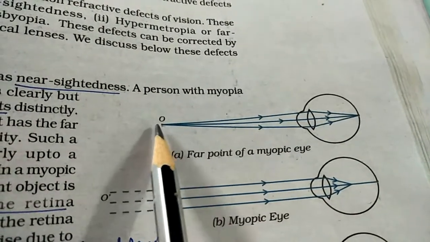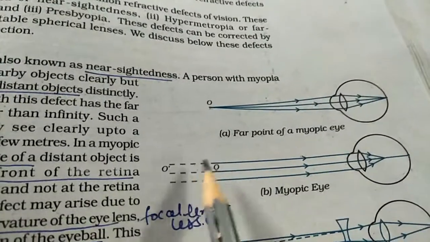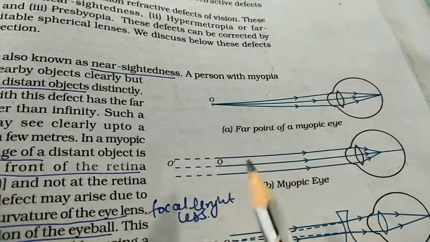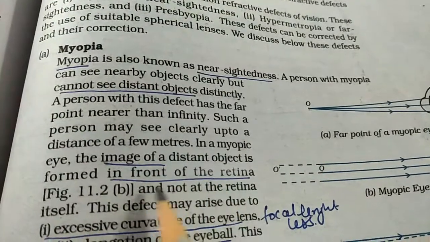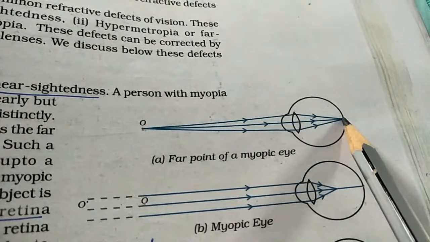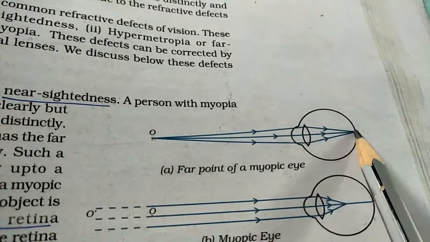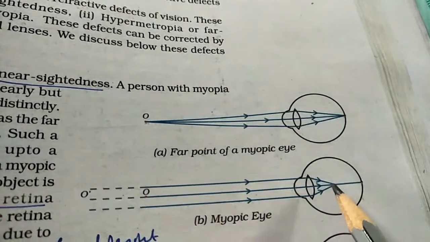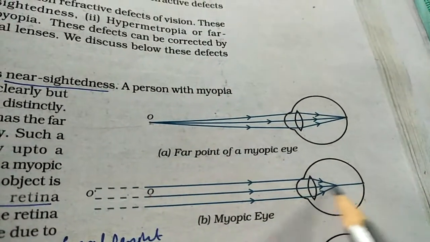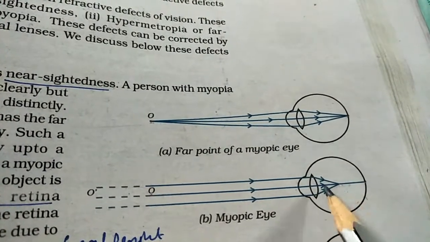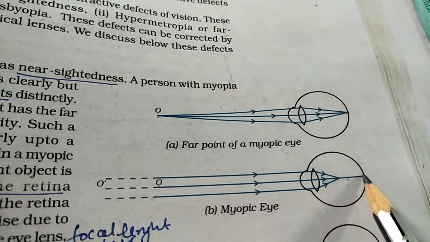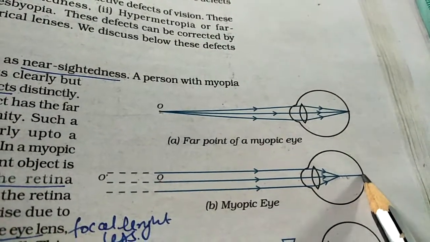Whatever objects are beyond their far point, the image of such an object is formed in front of the retina. The images should form on the retina. Till here the image is formed on the retina. When the objects go beyond this, the image is formed in front of the retina, somewhere here. If it forms in front of the retina, we will not be able to see the objects clearly, because we can only see when the image is formed on the retina.